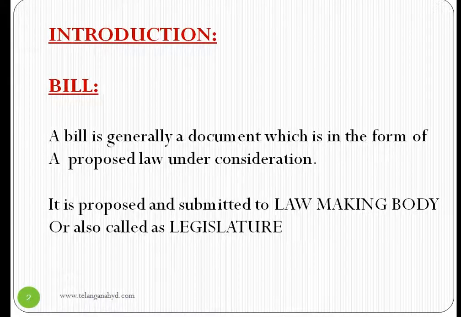So let us start first with the word which is considered to be very important. The first word we are going to discuss today is bill. A bill is generally a document which is in the form of a proposed law under consideration. It is proposed and submitted to the law-making body, also called the legislature. That means a bill is nothing but a written document which is considered to be a proposal for making a new law.